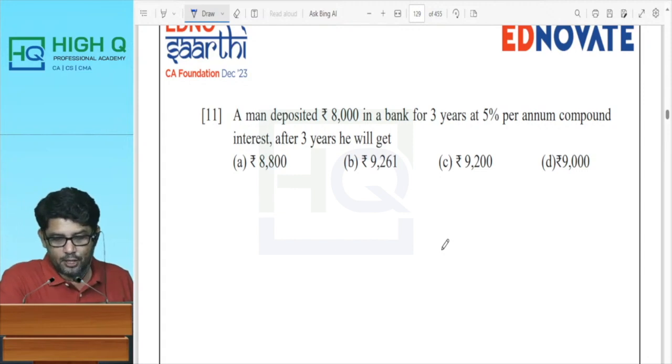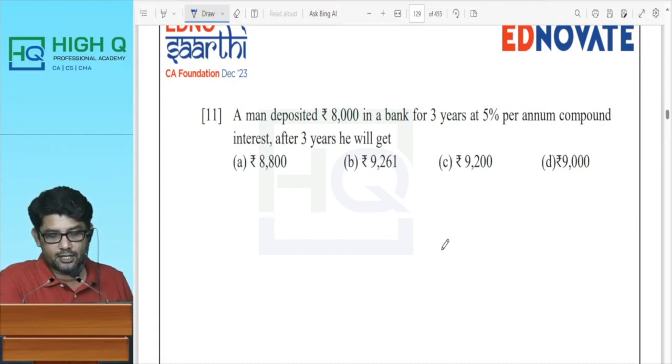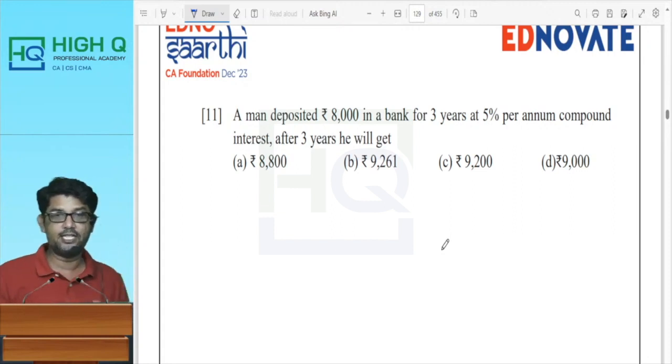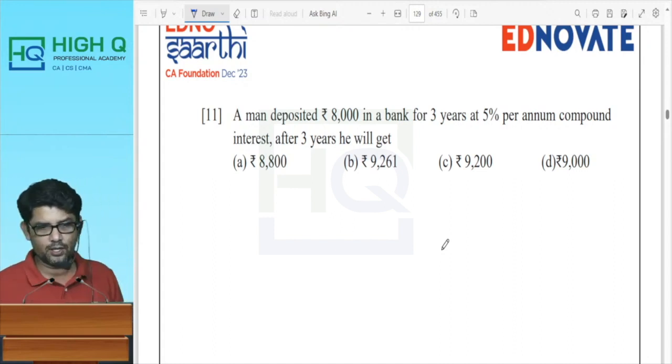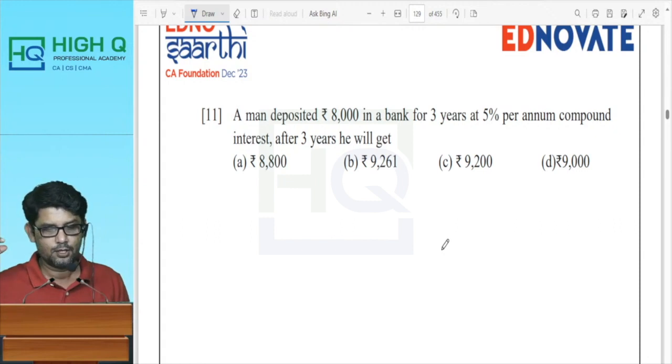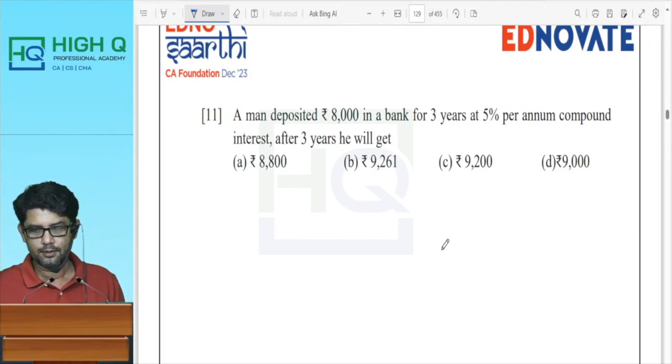A man deposited 8,000 rupees in a bank for 3 years at 5% per annum compound interest. After 3 years, he will get? My dear, only 5 seconds. Give me the answer. 1, 2, 3, 4, 5.